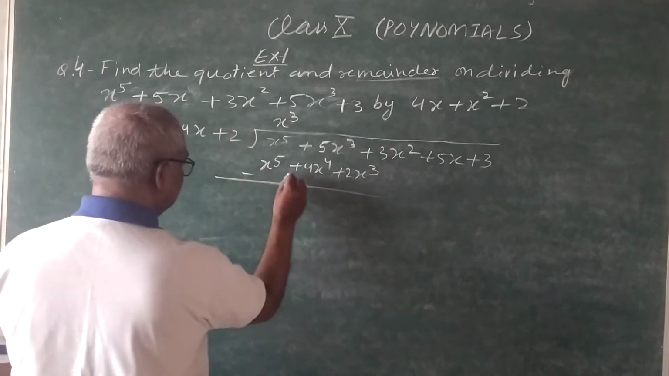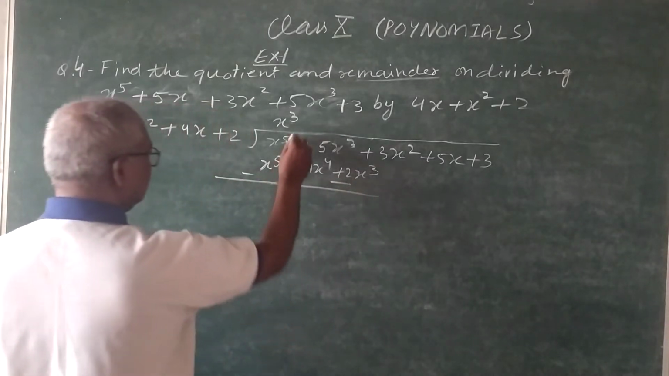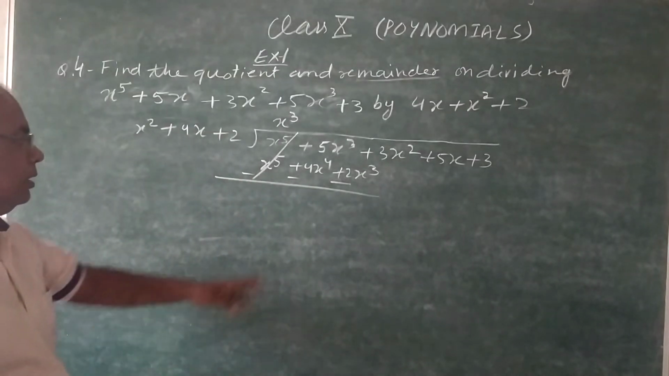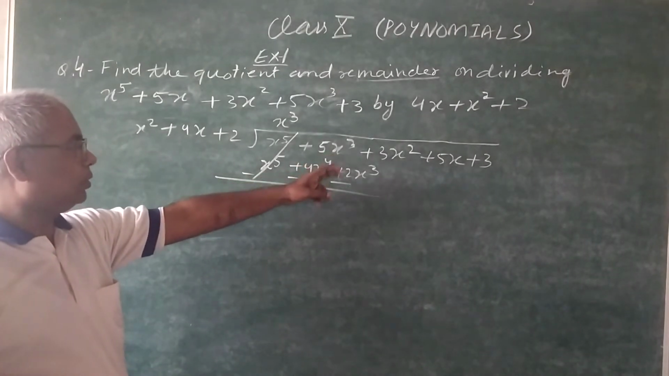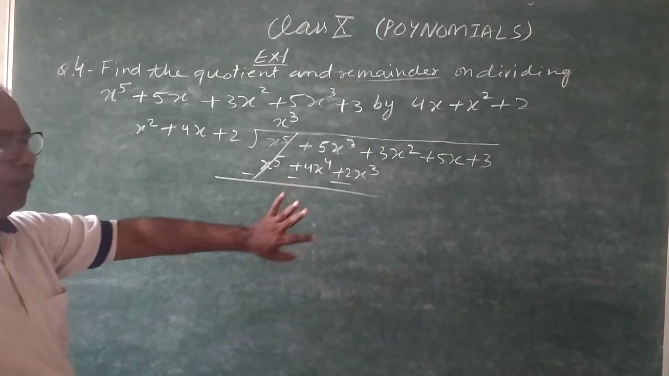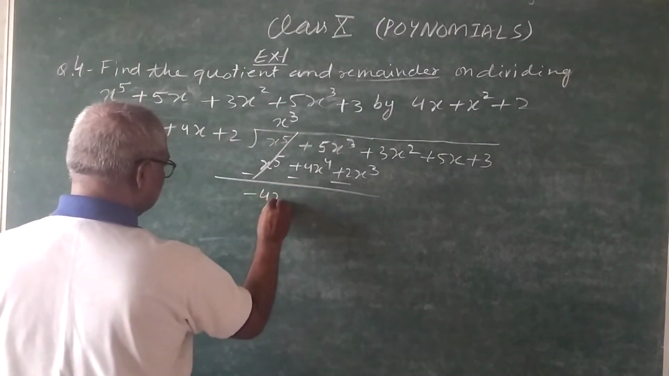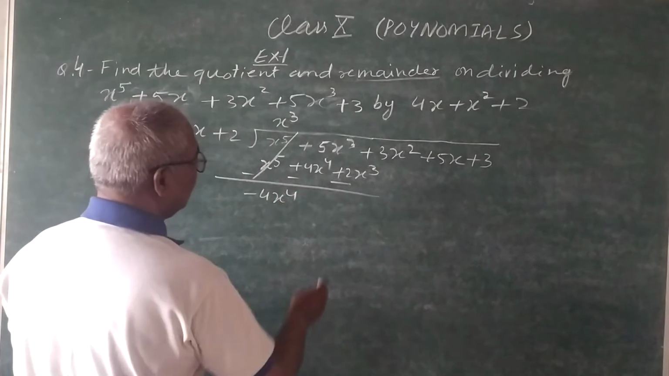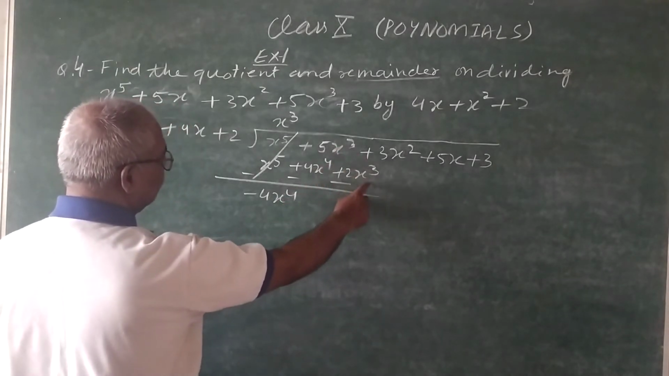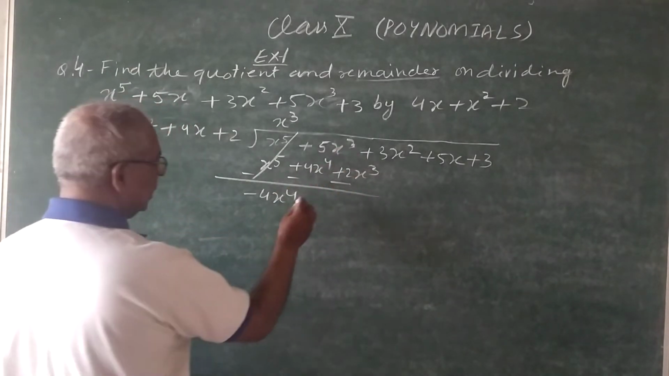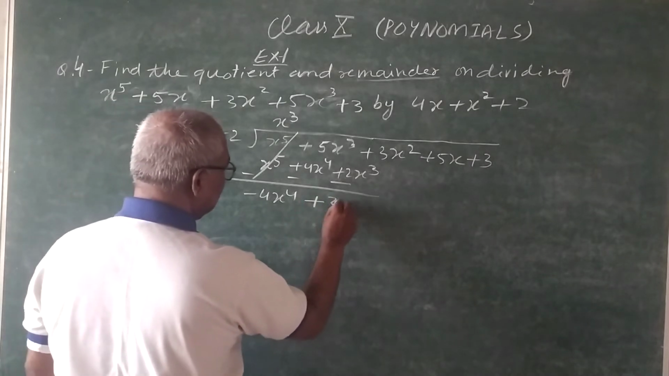Now change their sign like this. This will be cancelled out to each other. Here is 5x cube. There is no x to the power 4, so you can write first minus 4x to the power 4. Now 5x cube and this is the 2x cube with minus sign. So it becomes only 3x cube.